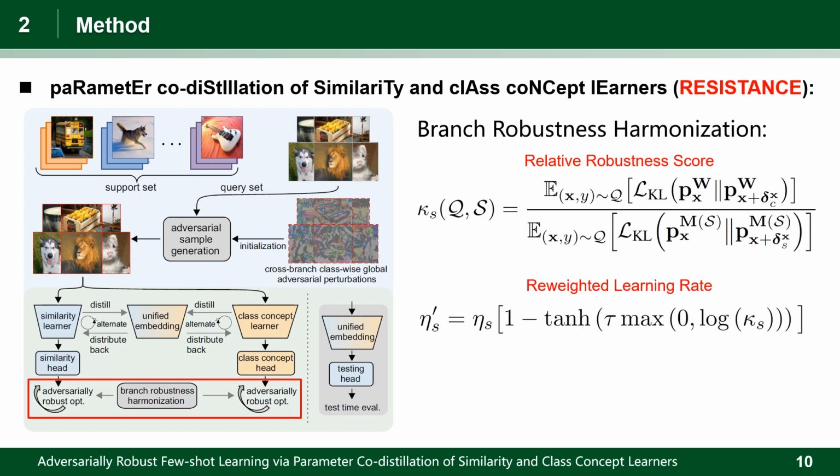Note that during the training stage, similarity and class concept learners exhibit different robustness characteristics. We thus introduce a robustness harmonization module that adjusts the learning rate of the less robust learner to balance contributions and prevent one module from dominating the whole distillation process. This is also quantified by relative adversarial robustness scores based on KL divergence ratio.